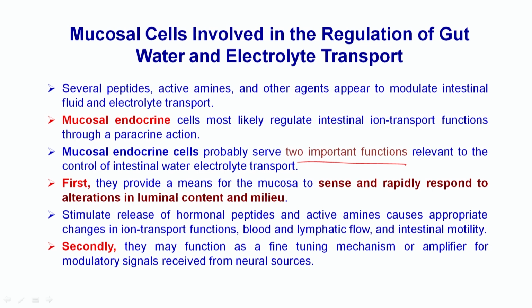First, they provide the means for the mucosa to sense and rapidly respond to alterations in the luminal content and milieu, stimulating the release of hormonal peptides and active amines, which cause appropriate changes in ion transport functions, blood and lymphatic flow and intestinal motility. Secondly, they may function as a fine-tuning mechanism or amplifier for the modulatory signals received from the neuronal sources.